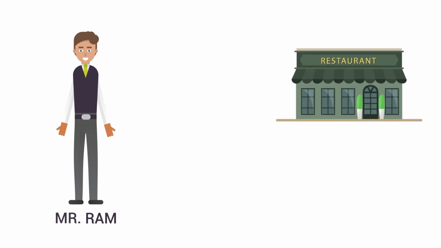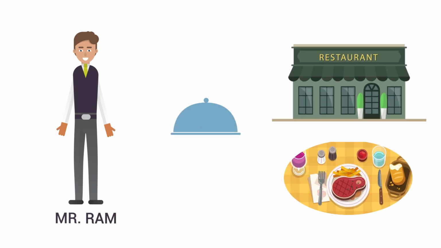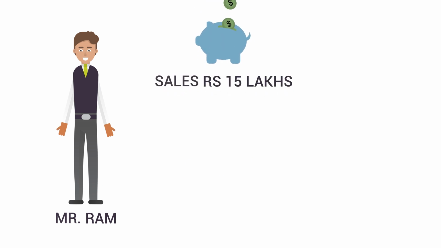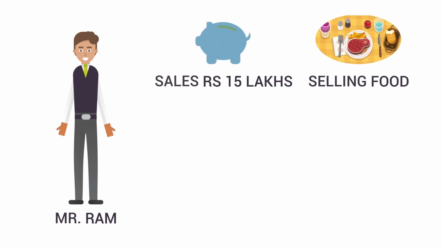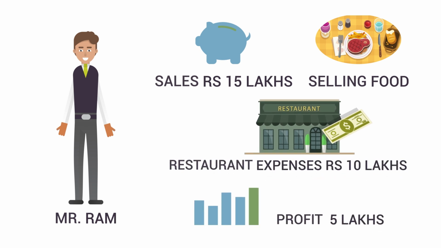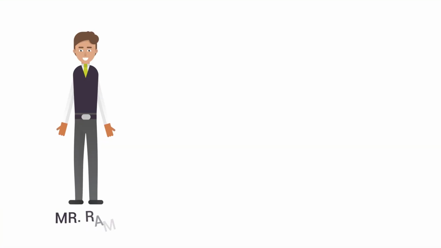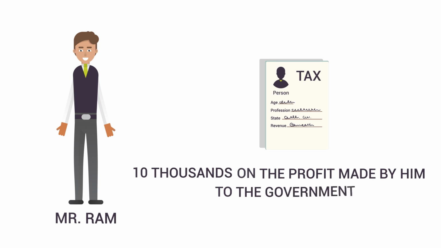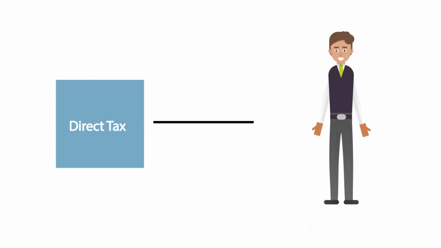Mr. Ram is running a restaurant and he serves delicious food, and hence making huge profits. Ram has made a sales of rupees 15 lakhs by selling food. After deducting all expenses of the restaurant of rupees 10 lakhs, his annual profit came to rupees 5 lakhs. Ram has to pay tax of supposedly rupees 10,000 on the profit made by him to the government. This will be called as direct tax, since it's imposed on Ram, a person.